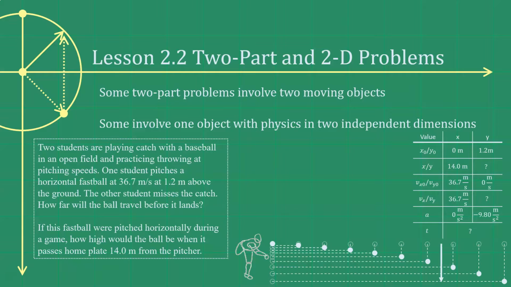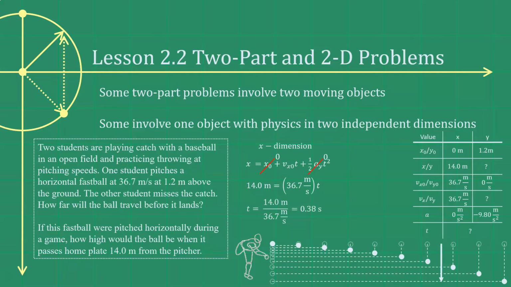So I'm going to start with the x dimension first and calculate how long it would take if the ball was moving at a constant speed of 36.7 meters per second for it to go 14 meters. That's an easy problem to solve. Once again, acceleration is 0. My initial position is 0 in the x dimension. So all I have to do is plug in my known x value of 14 meters and my known velocity of 36.7 meters per second, then solve for time. Well, time is going to be 14 divided by 36.7 if I rearrange that, or time is 0.38 seconds.